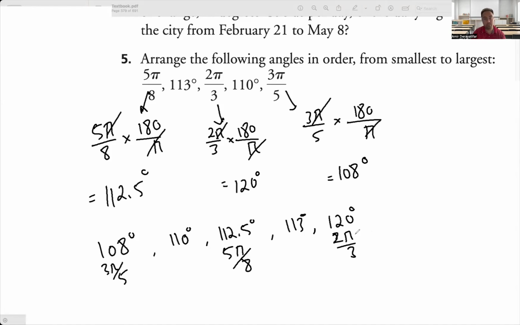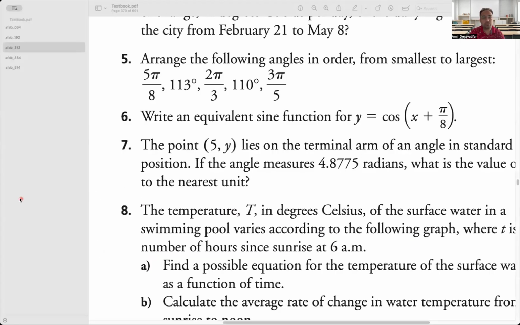So from smallest to the largest. Convert all of them into degrees or all of them to radians and then rearrange them, right? I like to convert everything to degrees. Those are easier numbers to see. 108, 110, 112.5, 113, and 120. Okay. That's it. All right. So I think that's enough for that.